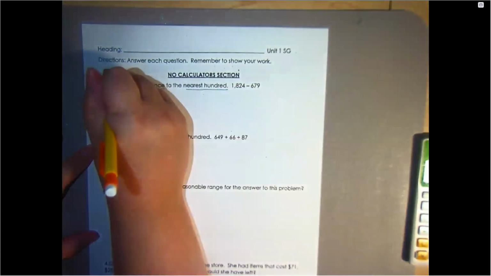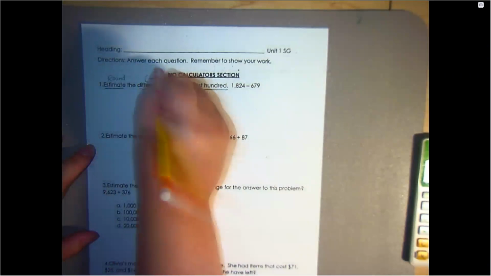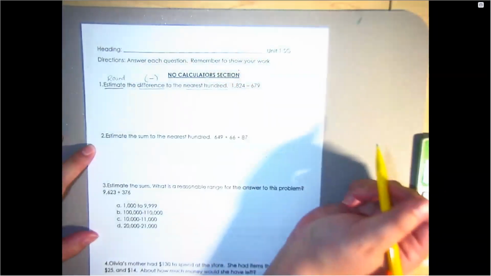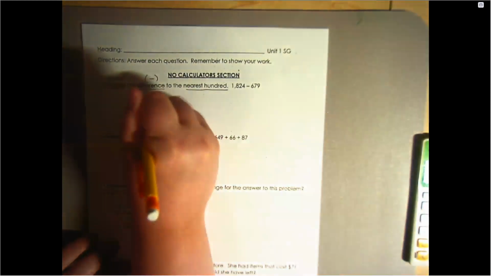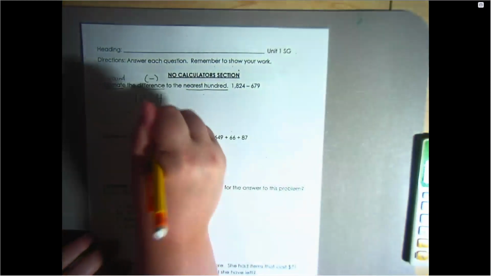Estimate means to round. Difference is the answer to a subtraction problem. And nearest hundred tells me where I'm going to need to round. So I'm going to set up my problem. 1,824 minus 679.